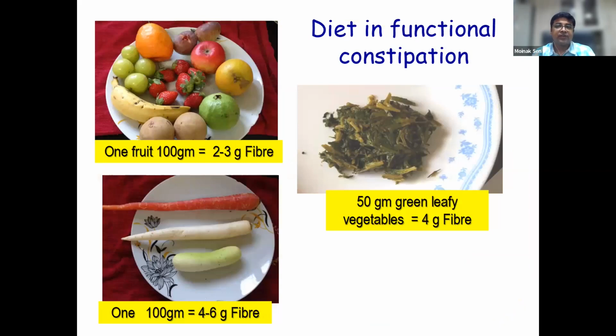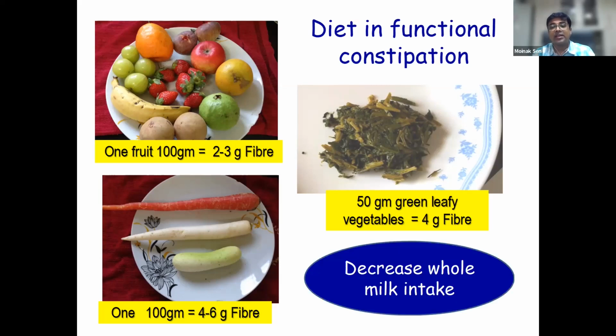In functional constipation, you would like to give a high fiber diet, and these are some items which contain high fiber. And you decrease the whole milk intake because these children are usually milk dependent, and if they consume a lot of milk, they won't eat anything else. So you reduce the milk.